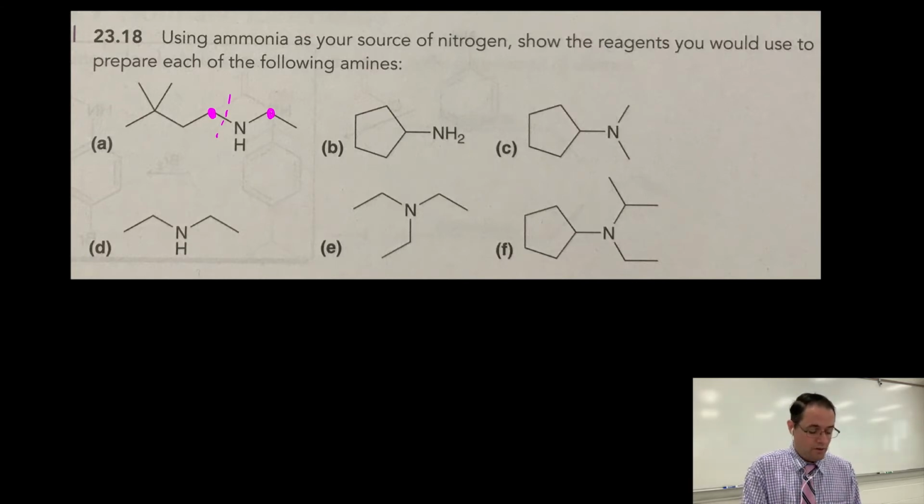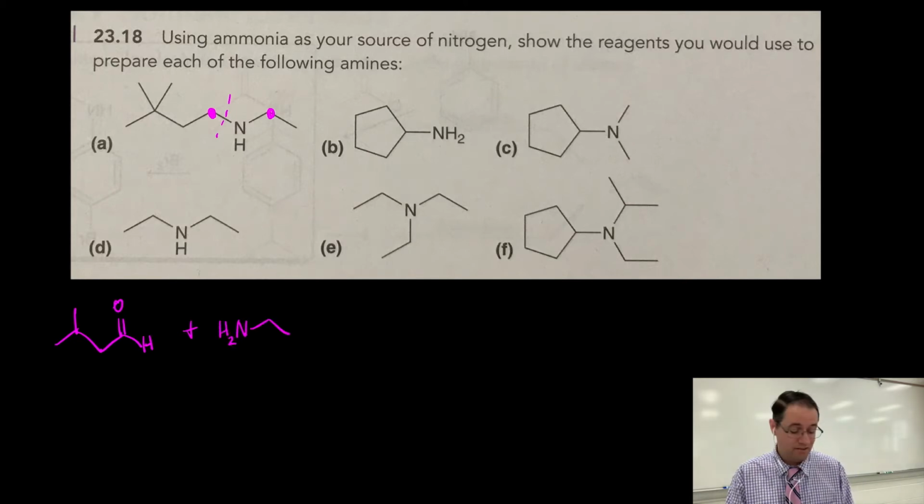So that molecule right there could possibly come from an aldehyde. Let's draw the aldehyde. And it could come from ethylamine. Let's draw ethylamine. Okay? All right, good so far. Now, ethylamine, so let's stop right there for this molecule. Ethylamine is not ammonia. So how are we going to synthesize that from ammonia?